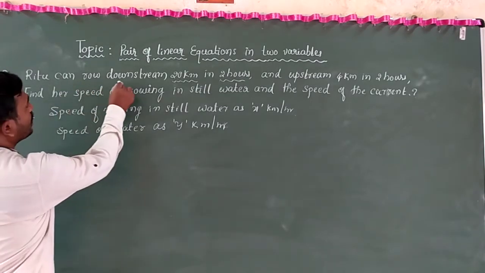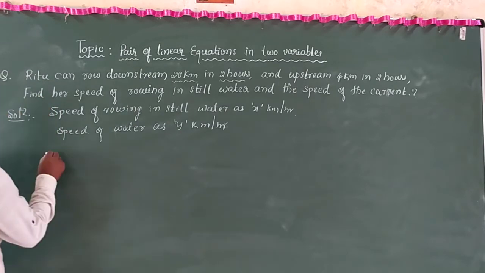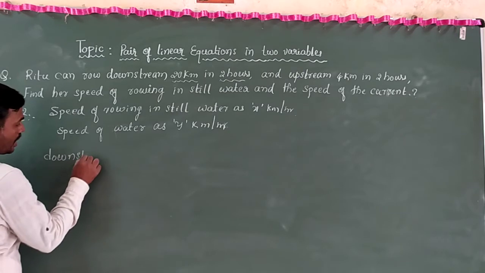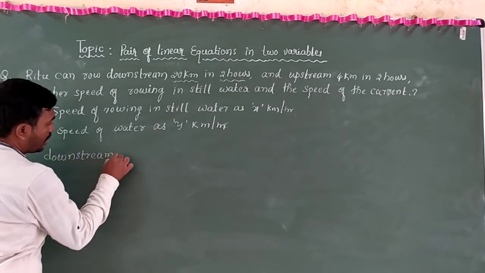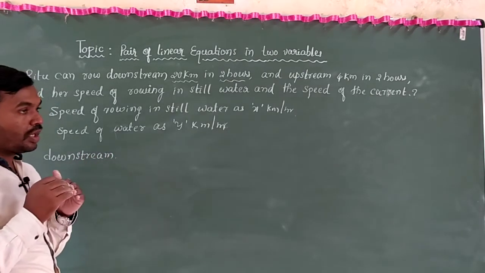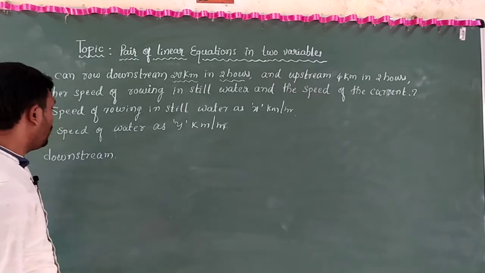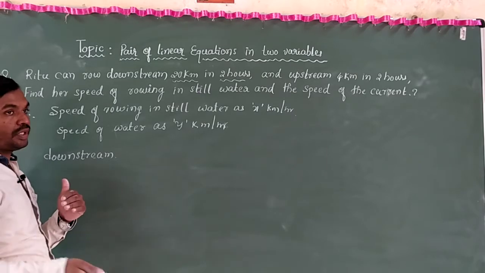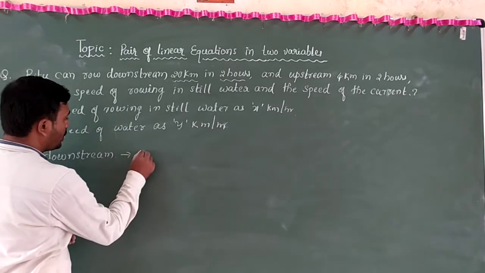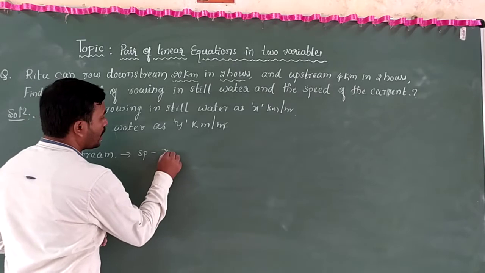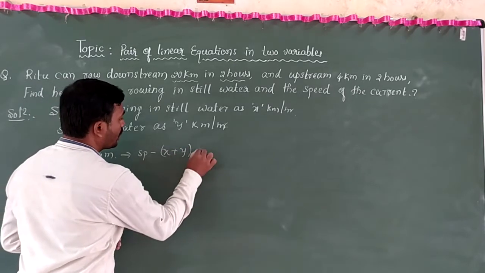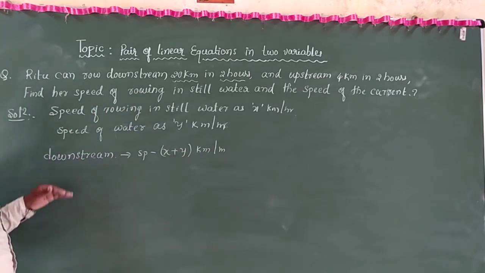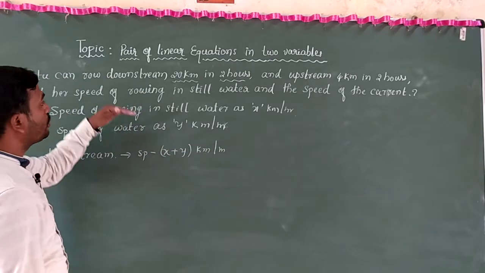One is Ritu can row downstream. Downstream means it is moving along with the flow of water. Moving along with the flow of water means we have to add the speed of boat with the speed of water. So speed becomes x plus y kilometer per hour.